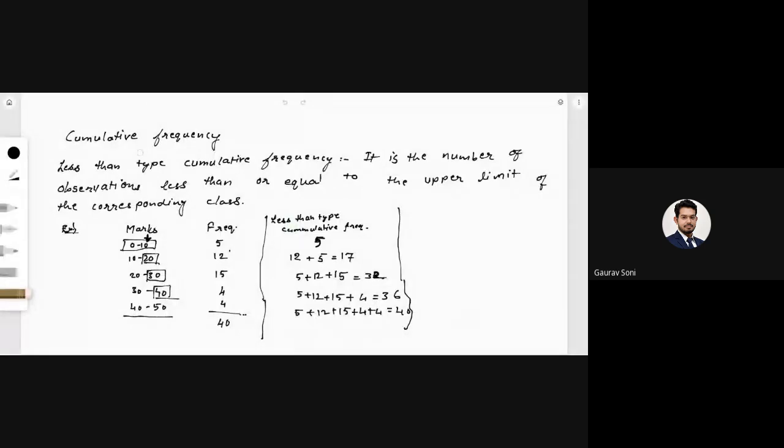So less than cumulative frequency and more than cumulative frequency are both done. I'll go to the next point now, that is the relative frequency.